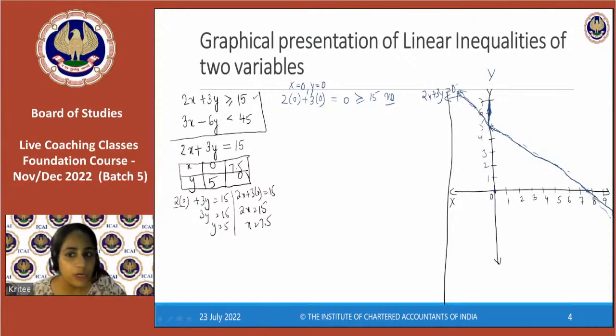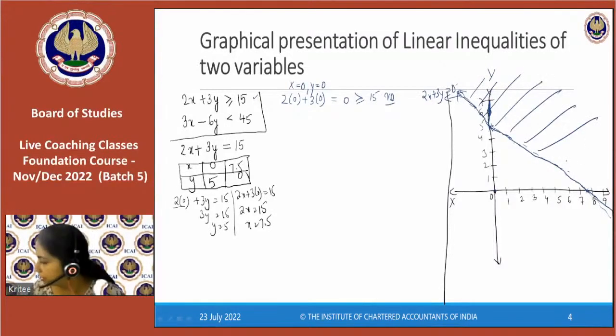And if this is not my answer, then any value, that means from this line, I should not come here. This is the wrong side. Here, I am not going to get my answer. This is the wrong direction. So I will go in the opposite direction for my answer. It's like this. So this is the first part of the shading. Try to understand.